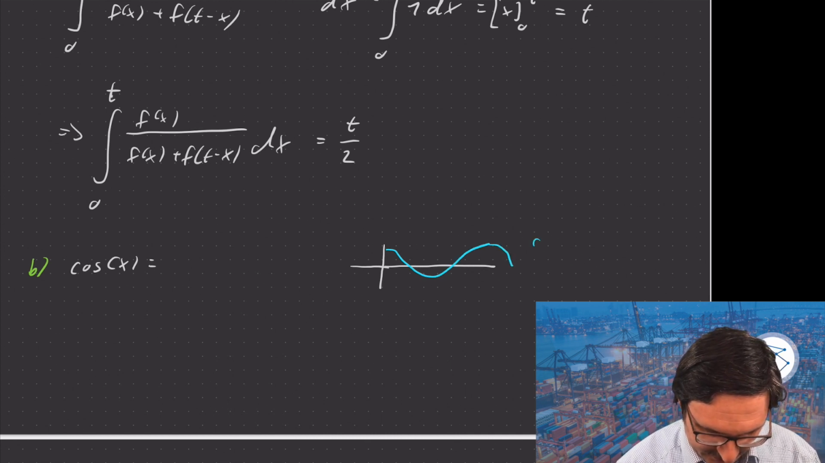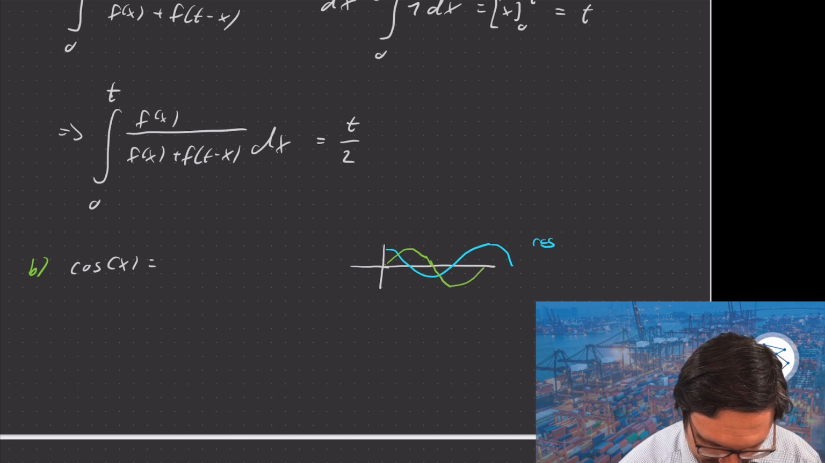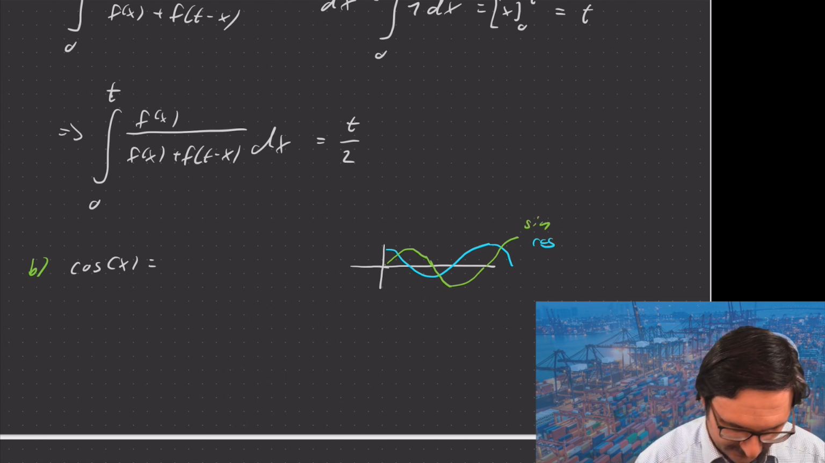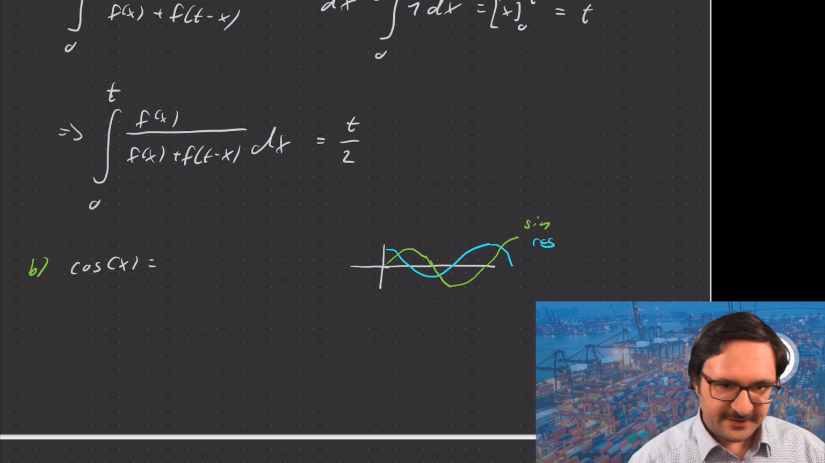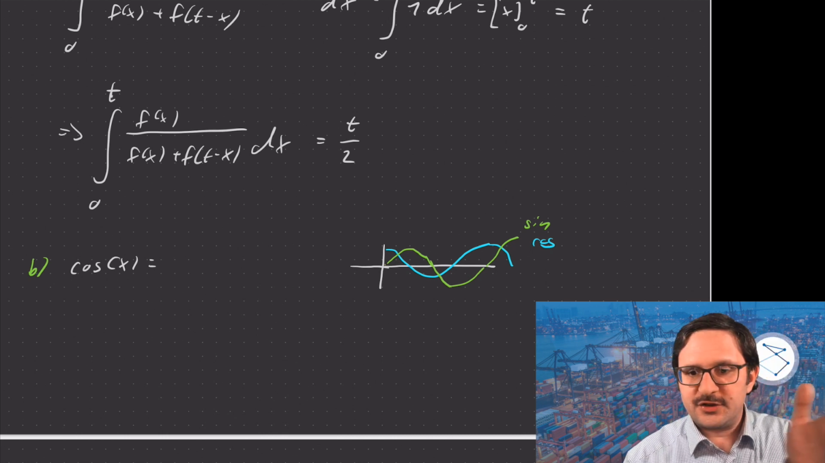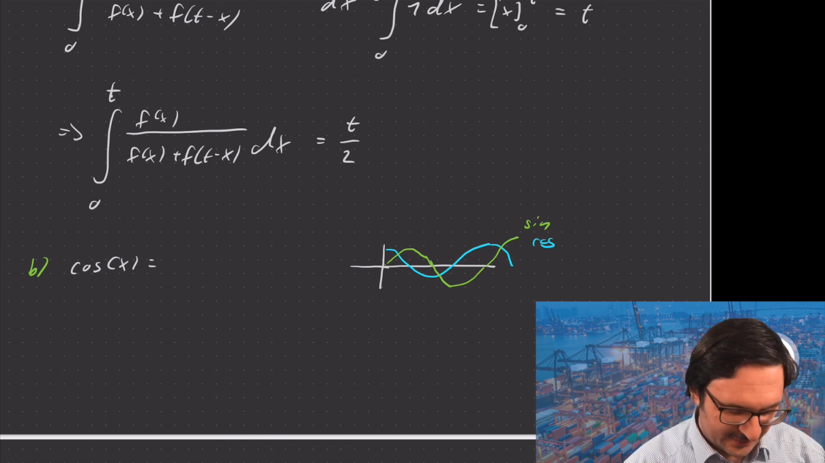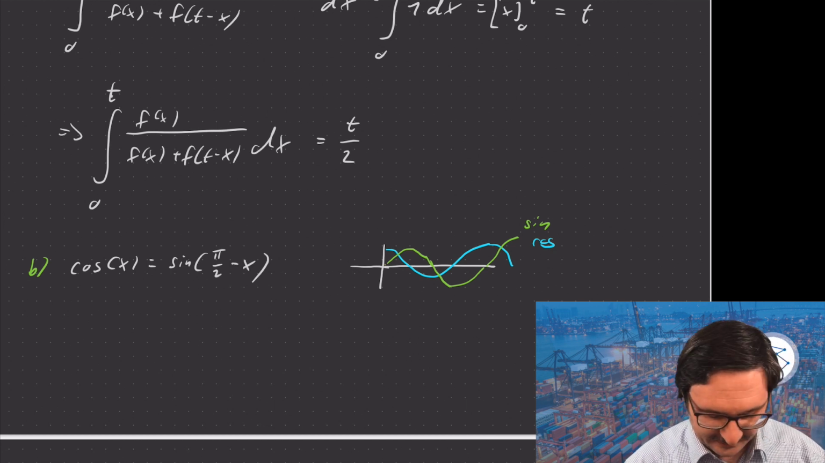Whereas, oh, that's the cosine here. Whereas the sine looks like this. Have to get those in sync. Yeah, so that's the sine. And as you can hopefully see, the cosine is exactly the same as the sine, but it's translated along the x-axis. And the translation can be written as the sine of pi over 2 minus x, right?